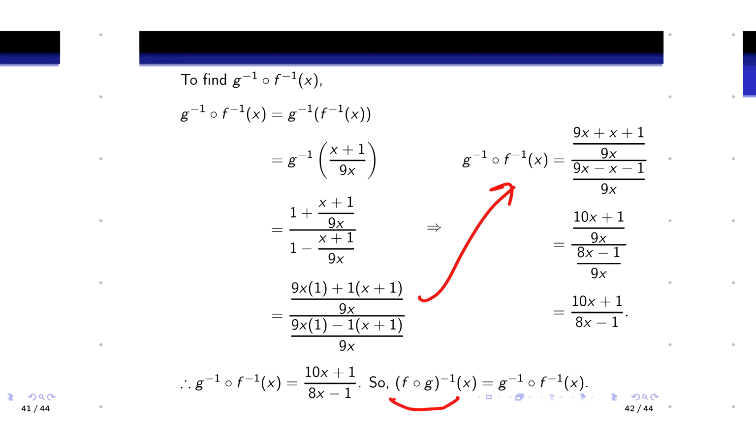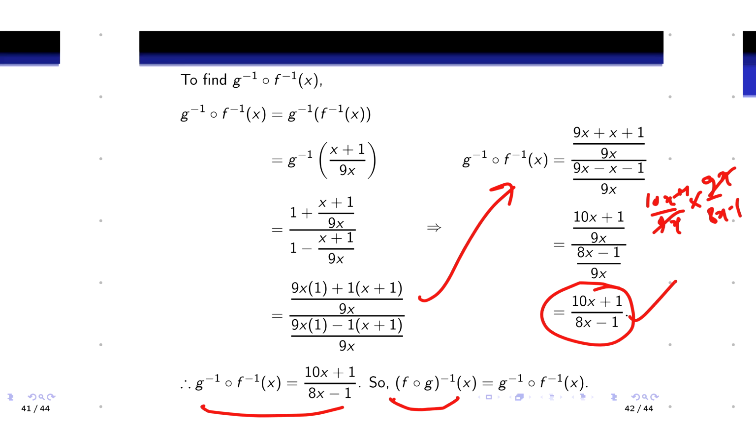So you can divide this, like (10x plus 1) over 9x divided by (8x minus 1) over 9x. Divided means multiply by 9x over (8x minus 1). So 9x cancels 9x, so you have (10x plus 1) all over (8x minus 1). So that means g inverse composed with f inverse of x is (10x plus 1) over (8x minus 1). And this is exactly what f composed with g inverse of x was. So you see, g inverse of f inverse of x is (10x plus 1) over (8x minus 1).